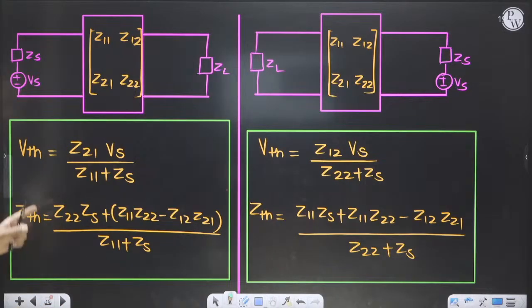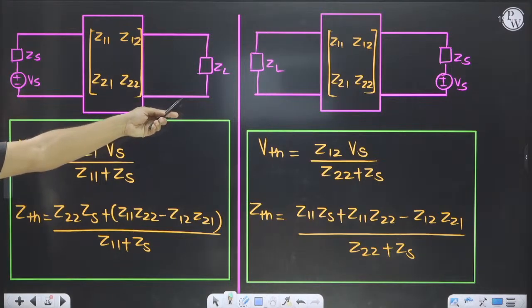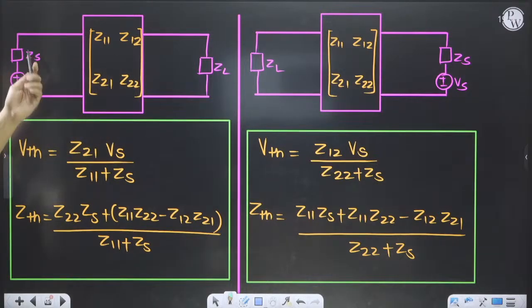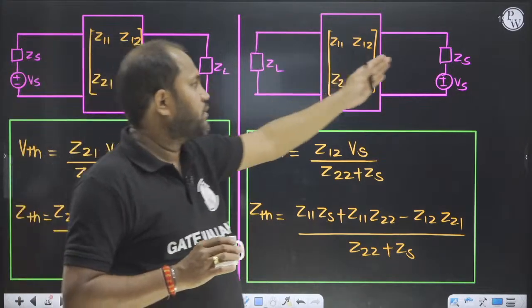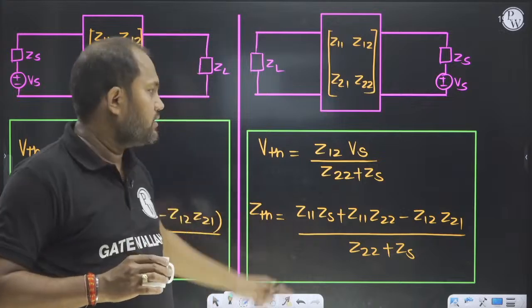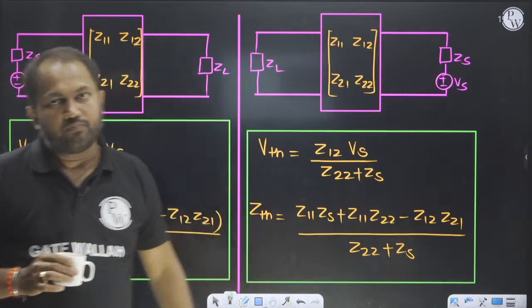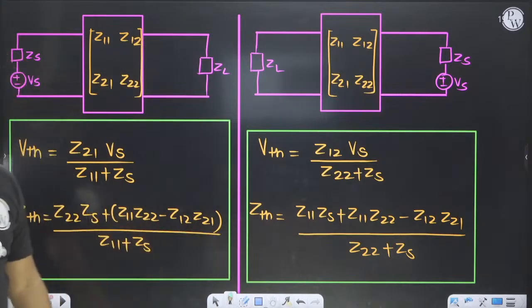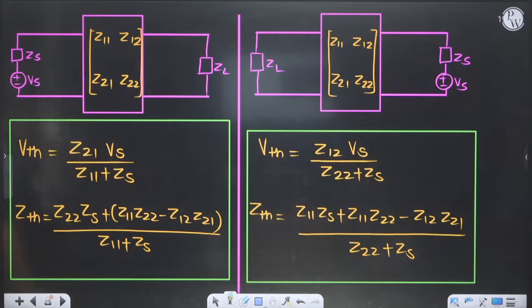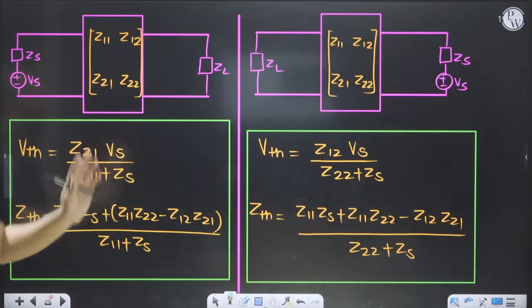Then we have the VTH and ZTH formulas, when ZL is attached in the second port and ZS is attached in the first port. Then if ZL is attached in the first port and ZS is attached in the second port, we have the VTH and ZTH formulas. We have done the derivation in the first class, in lecture 1.